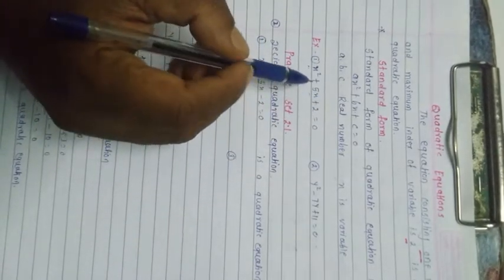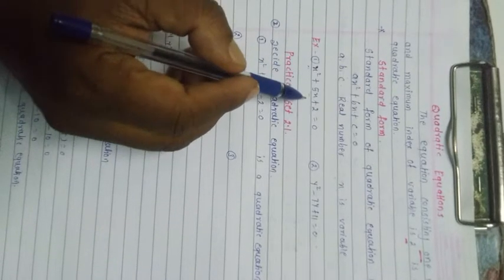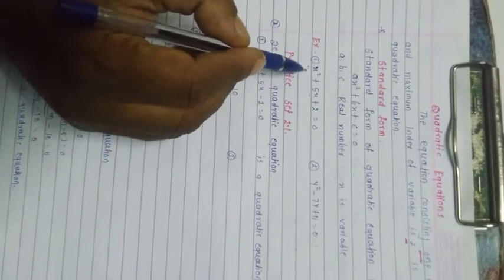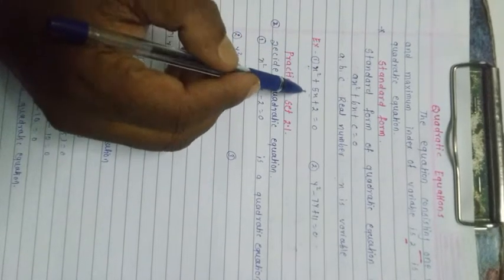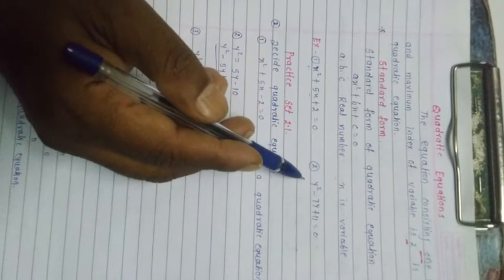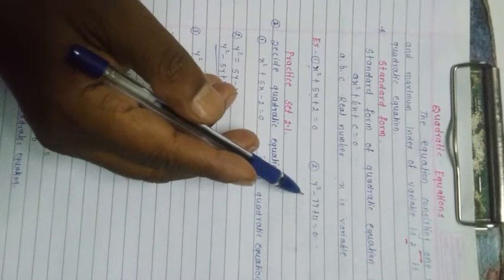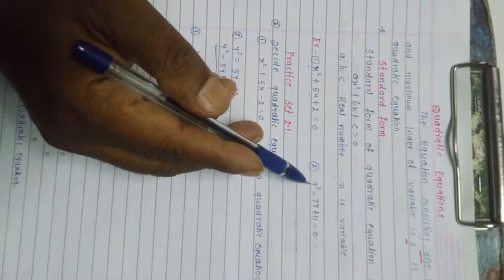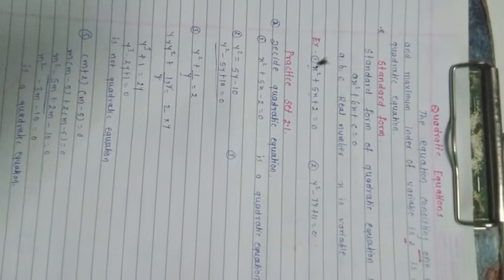Let us form some quadratic equation. Here a variable is x, therefore x square plus 5x plus 2 is equal to 0. Here variable is x and the maximum index of the variable is 2, and this is the quadratic equation. Second one is y square minus 7y plus 11 is equal to 0. Here y is a variable and the highest index of the variable is 2, therefore it is a quadratic equation. In this way we can write more examples of quadratic equation.